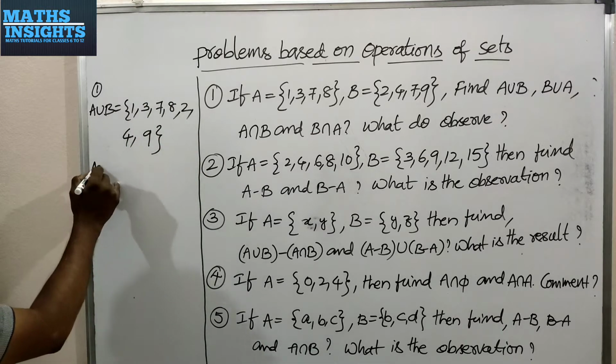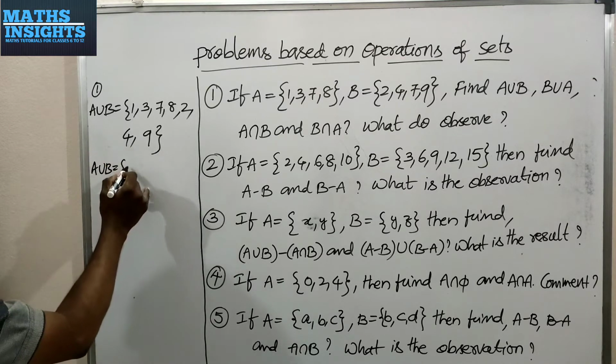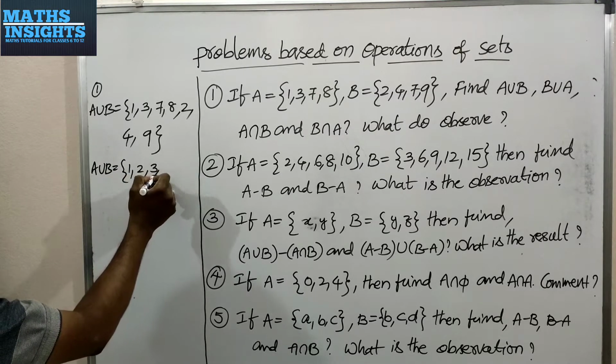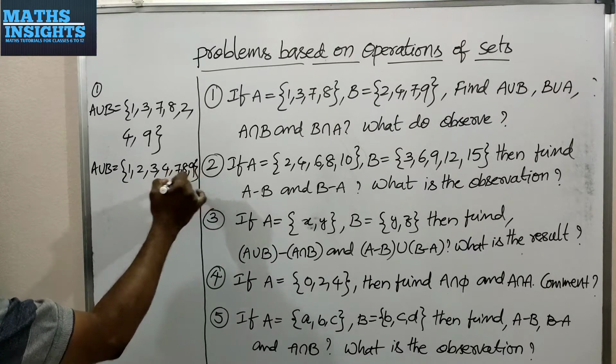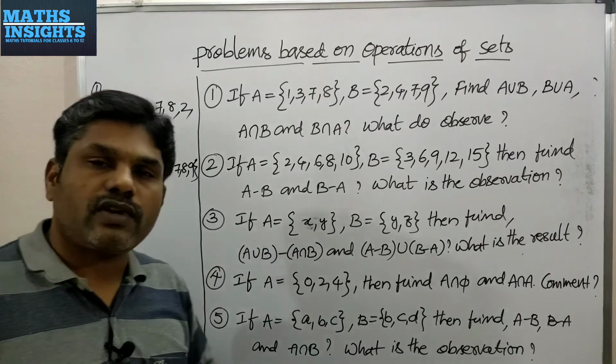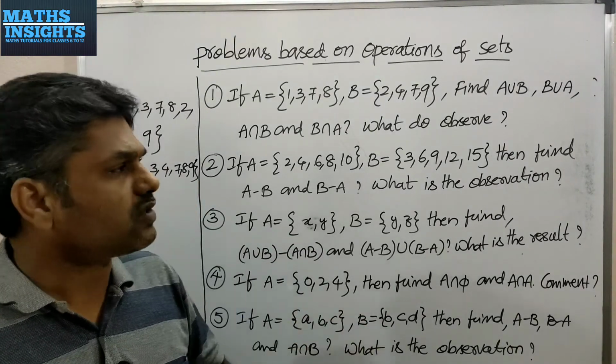You may write it as A union B is equal to, if you want to write in order, that means 1, 2, 3, 4, 7, 8, 9. You know that there is no preference for order in sets. You may write wherever you want, but it should be once.